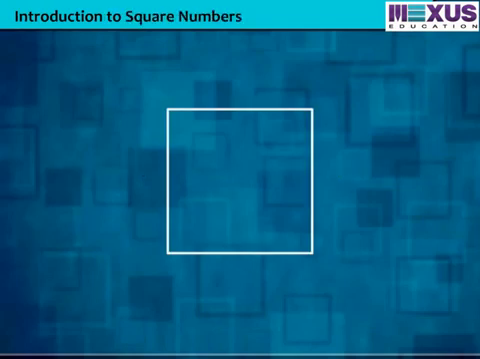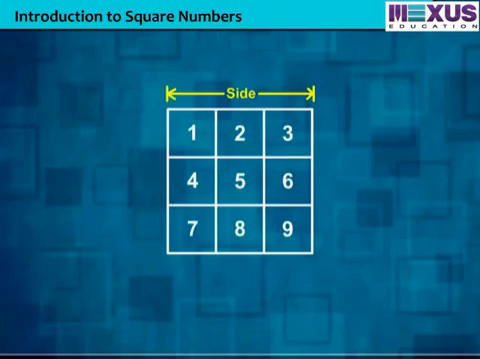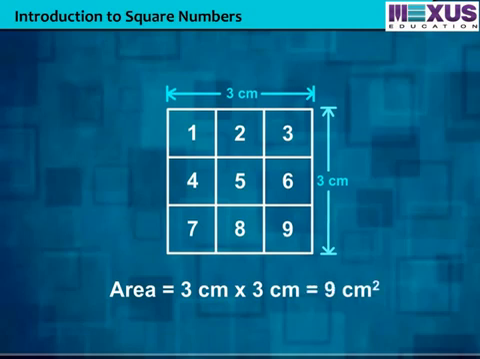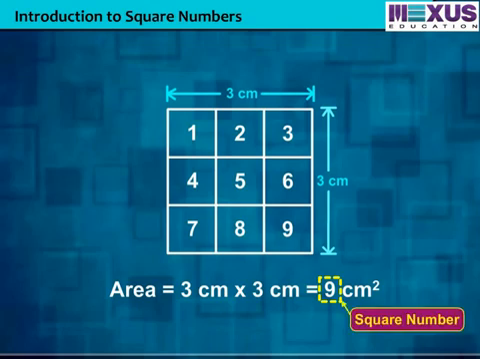Look at this square. What is the area of this square? We all know the area of the square is side into side. For example, one side of the square is given as 3 centimeter. Then the other side of the square would also be 3 centimeter. So the area of this square can be calculated by multiplying the sides, that is 3 centimeter into 3 centimeter. So we get 9 centimeter square. Thus, this area number which we got is called the square number.